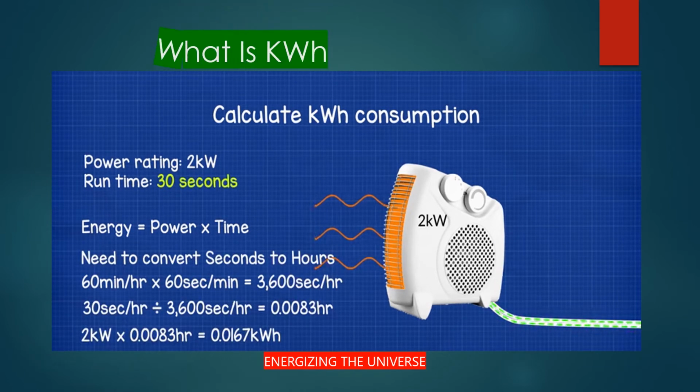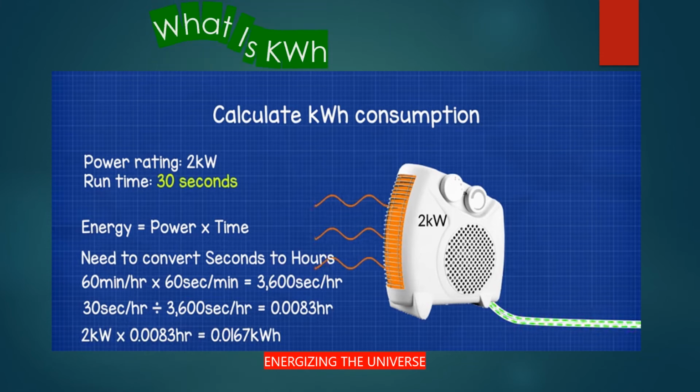But what if the heater only runs for 30 seconds? What would you do? We can still use the energy formula, but because we are involved in kilowatt hours, we need to convert seconds into hours. So 60 minutes in an hour and 60 seconds per minute. So 60 times 60 is equal to 3,600 seconds per hour. And we can now convert the 30-second runtime into hours. 30 seconds divided by 3,600 seconds per hour.